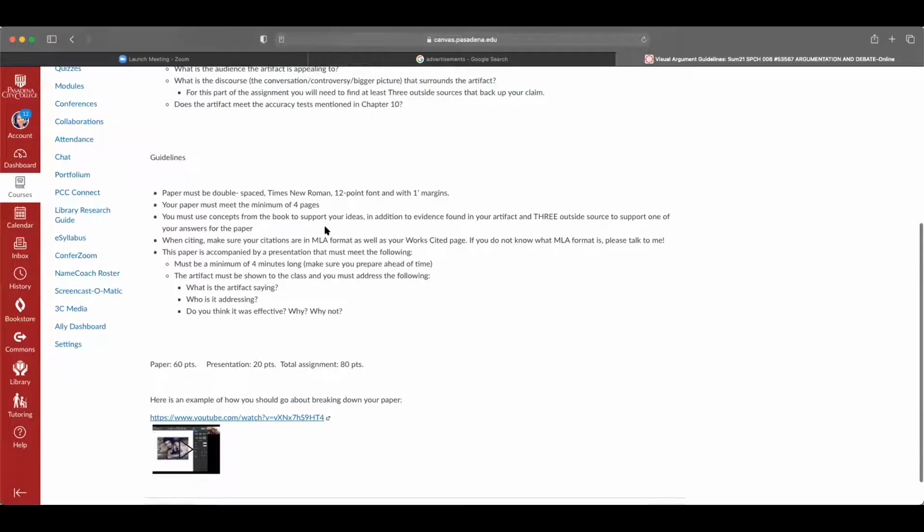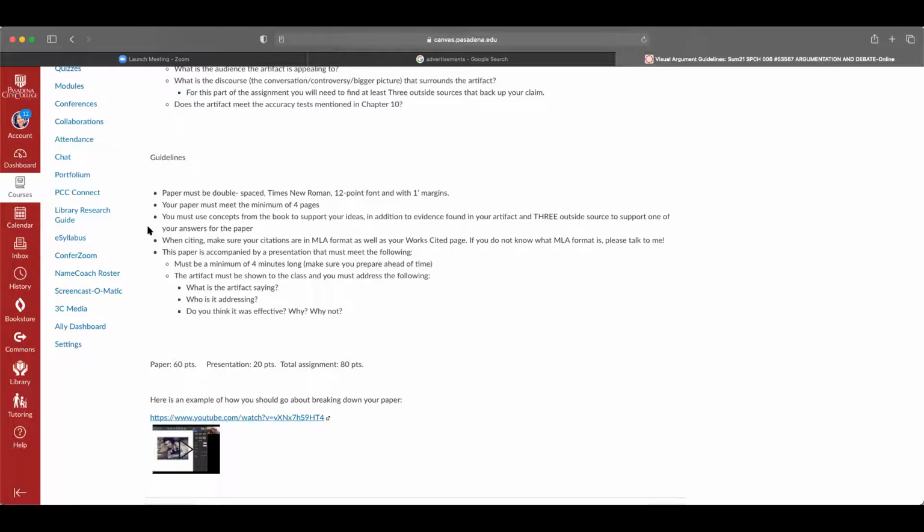Next, let's talk about the guidelines. The paper must be double spaced, Times New Roman, 12-point font, which makes it easier on my eyes to read. It has to be a minimum of 4 pages. I discussed it already with you all. 4 pages means 4 double spaced pages all the way to the bottom. I want you to use concepts that you learned from chapter 10. That's extremely important because this entire paper is based on your understanding of chapter 10. So I want you to use all the concepts from chapter 10.